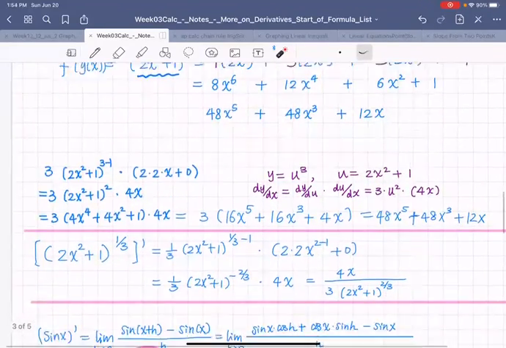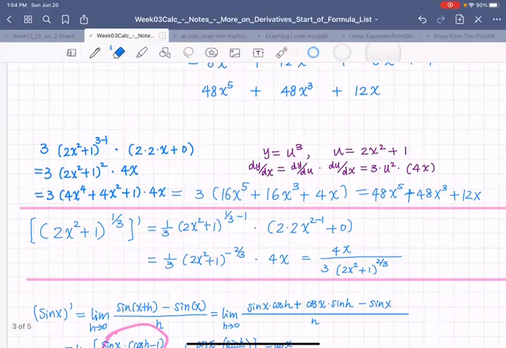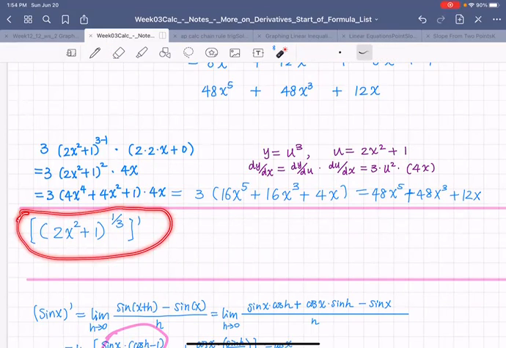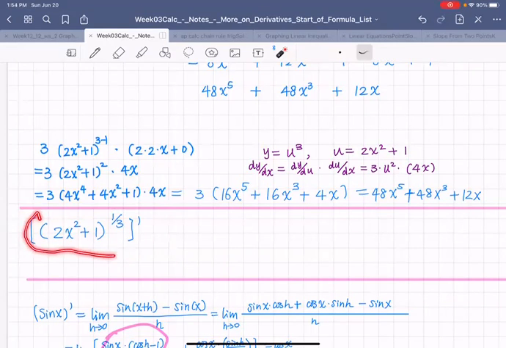Now, I want everybody to give a try using the chain rule and the power rule to figure out this guy. Okay, go ahead. Everybody go ahead, do it on your paper, and then text me your answer. Start.